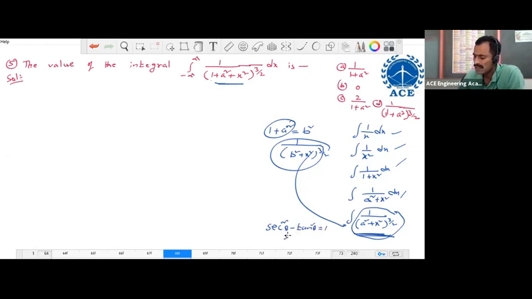So we can write secant square equal to 1 plus tan square. If we have 1 plus x square, then the substitution will be x equal to tan theta. But for a square plus x square, x equals a tan theta. If we have b square plus x square, then the substitution will be x equal to b tan theta. It is a method.